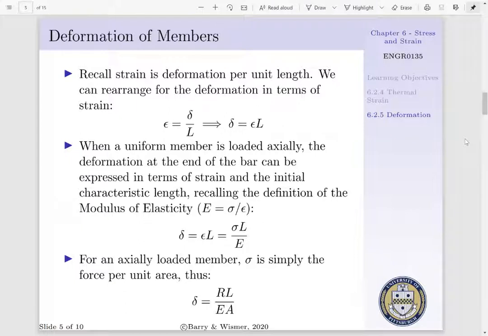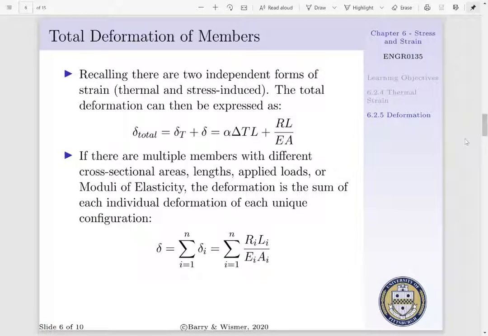Now, if we recall the modulus of elasticity, where E is the rise per run in the linear elastic region on our stress strain curve, we can say delta is equal to sigma L per E. For an axially loaded member, sigma is simply the force per unit area. Thus, our deformation is expressed as RL per EA, where R is our internal reactionary force, L is our length, E is our modulus of elasticity, and A is our cross-sectional area.